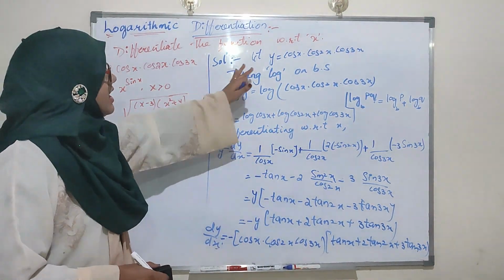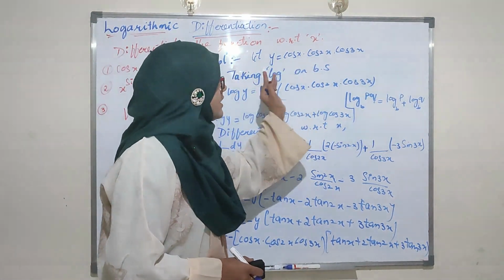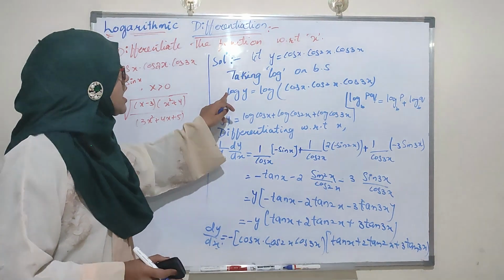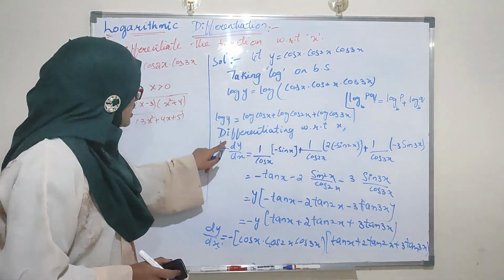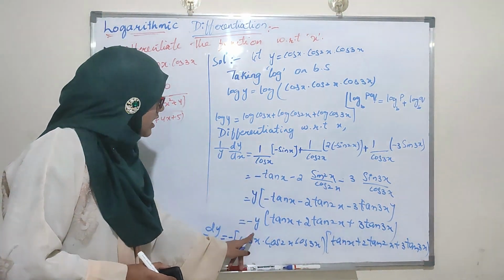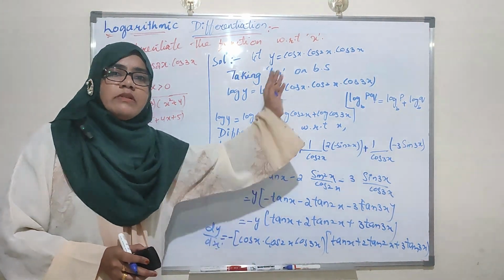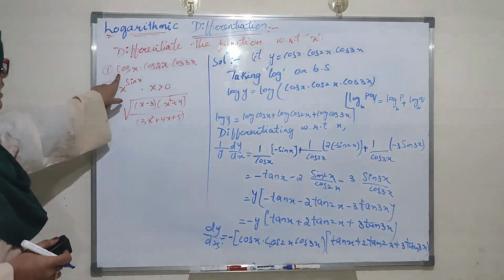That's why we are applying log to both sides. We have to apply log on both sides, then differentiate. And remember this: the differentiation of log y is 1 by y into dy by dx. Then in the last step, we have to take this y on the right hand side, then substitute the given value of y. Okay, so this is the solution for the first.